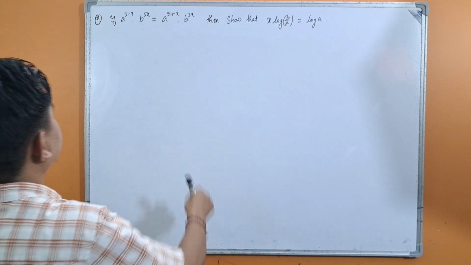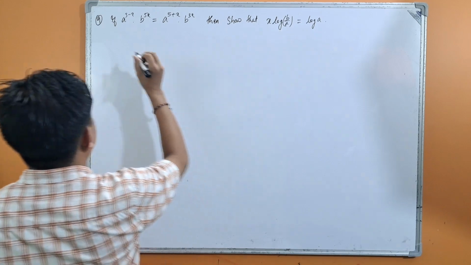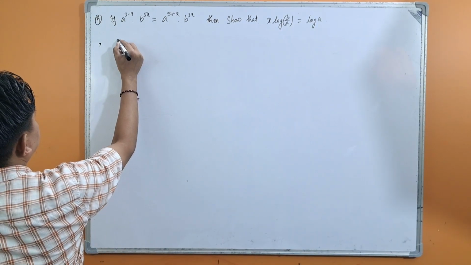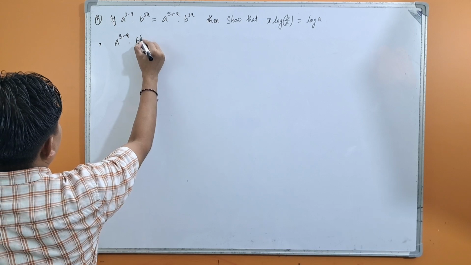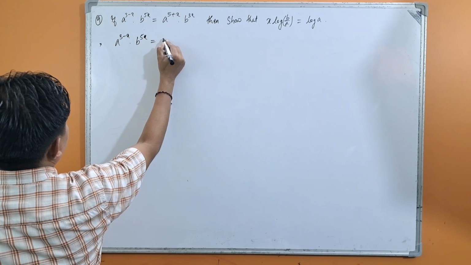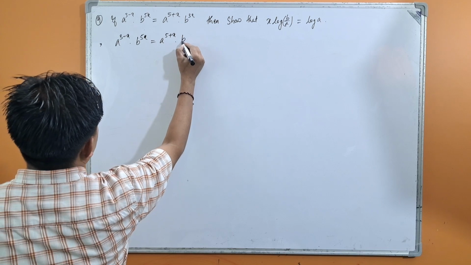Question number 9. So this is the given condition. We are asked to prove this. Now let us write the given condition first. A to the power 3 minus x times b to the power 5x equal to a to the power 5 plus x times b to the power 3x.